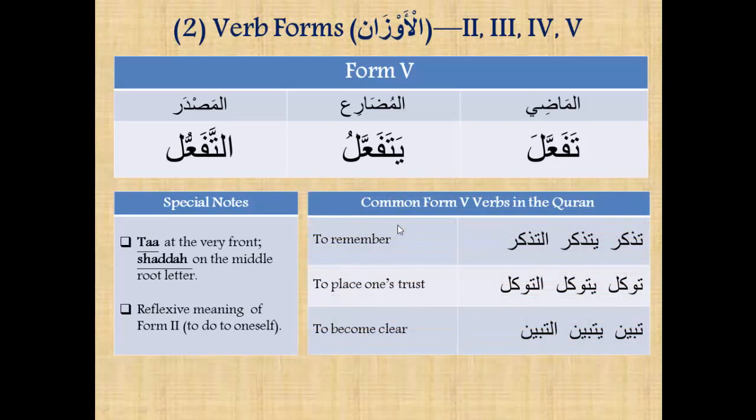Here are some common Form 5 verbs found in the Quran. Like I just said, تذكر يتذكر التذكر, to remind oneself or to remember. توكل يتوكل التوكل, to place one's trust in someone or something. تبين يتبين التبين, to become clear.